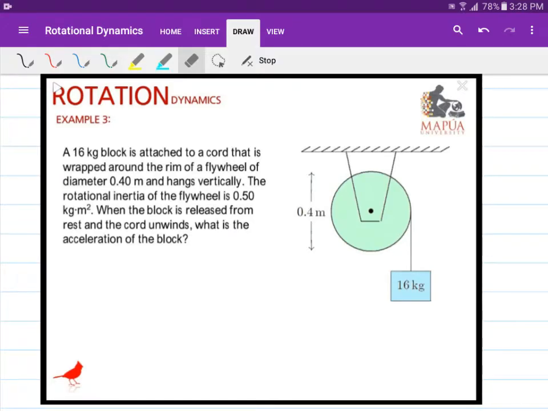Here we have a 16 kilogram block attached to a cord that is wrapped around the rim of a flywheel of diameter 0.4 meters and hangs vertically. The rotational inertia of the flywheel is given by 0.5 kilogram meter square. When this block is released from rest and the cord unwinds, what is the acceleration of the block?